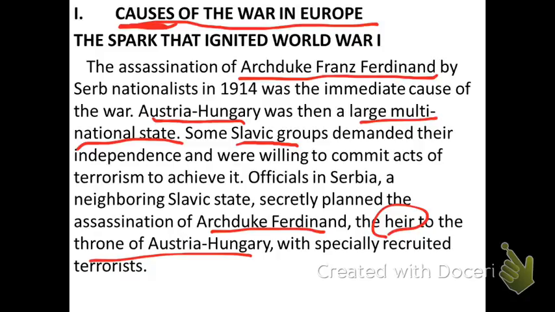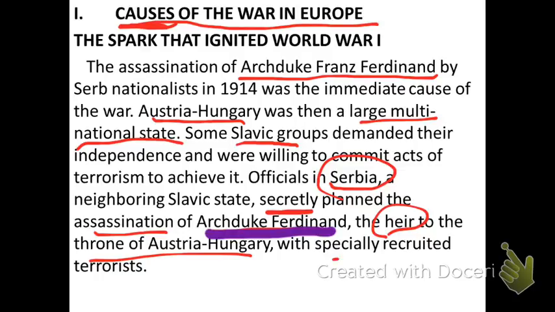Now what was going on is that there were some officials in Serbia. Serbia is a smaller country that borders Austria. They were secretly planning the assassination of the Archduke. The idea was if they could kill the Archduke, then they, the Serbians and other Slavic groups, could send a message to the Austrians that they are not to mess with us. So, the Archduke Franz Ferdinand was targeted by Serbians in 1914 for assassination.